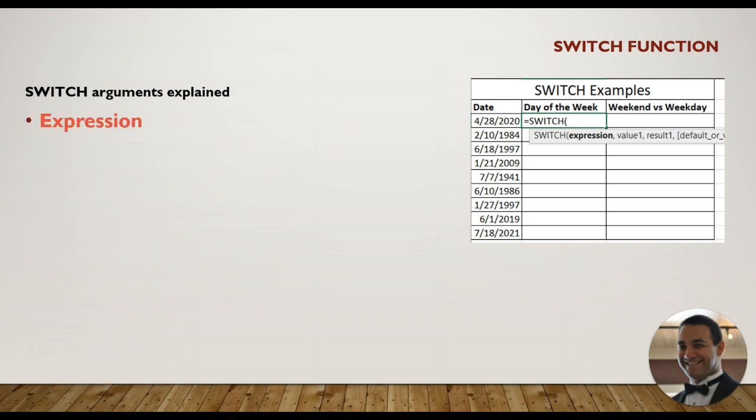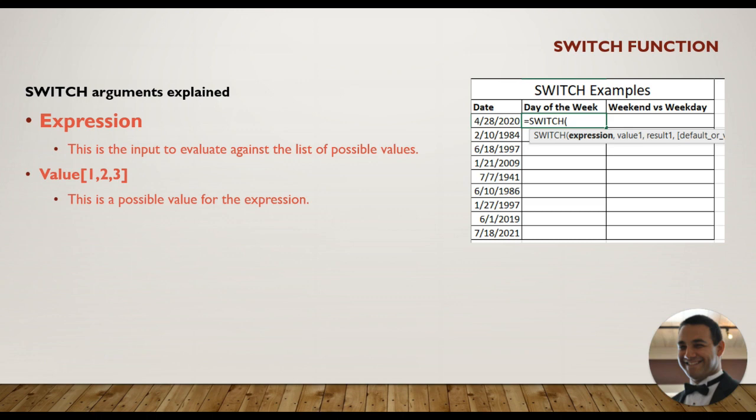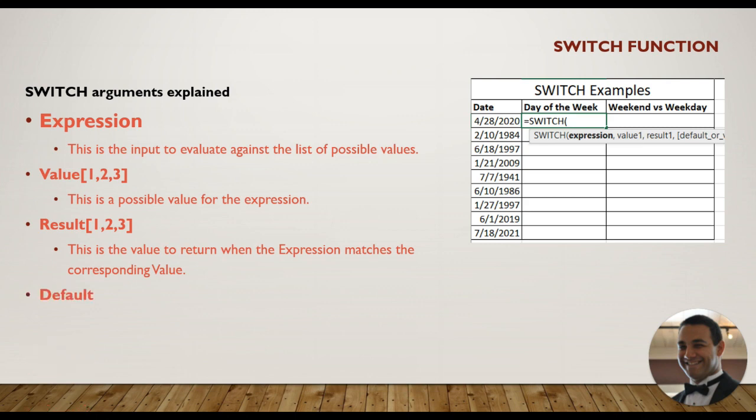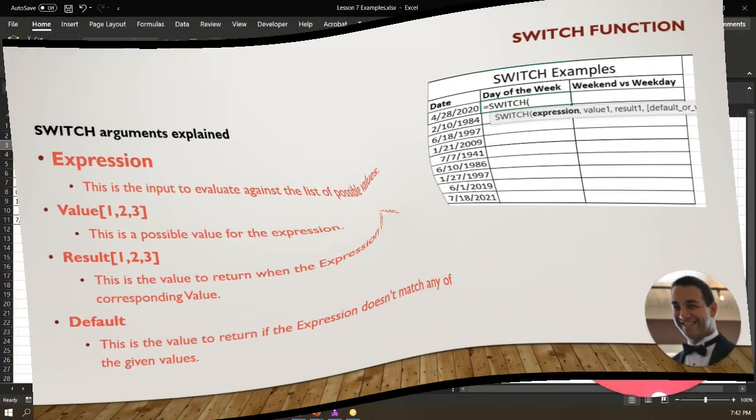So first we have the expression. This is the input to evaluate against a list of possible values. Then we have the values. This is a possible value for the expression. Next we have a result. This is the value to return when the expression matches the corresponding value. And finally, we can provide a default. And this is the value to return if the expression doesn't match any of the given values. All right, now let's have a look at how this works.